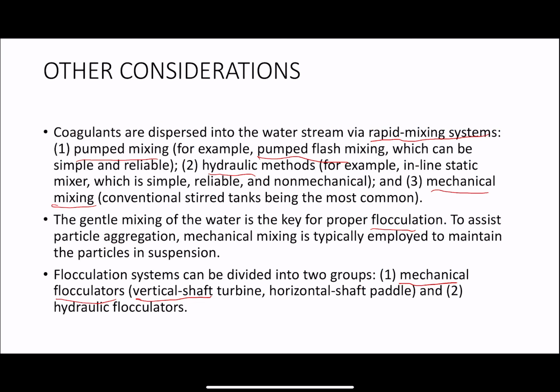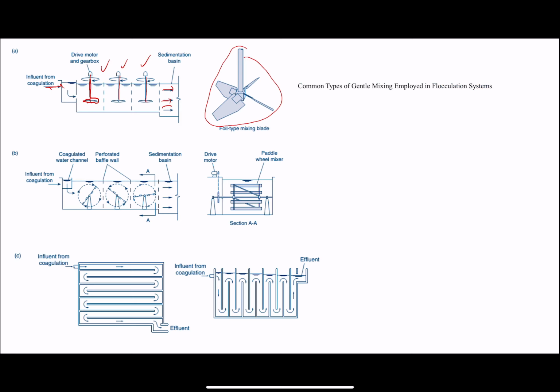Or horizontal shaft paddles. With the horizontal shaft paddles, the influent comes from coagulation, and here we have the flocculation. So this is the horizontal one, shaft paddles. If you have a section, the paddle mixers look like this. So it's horizontal, and the previous one was vertical.